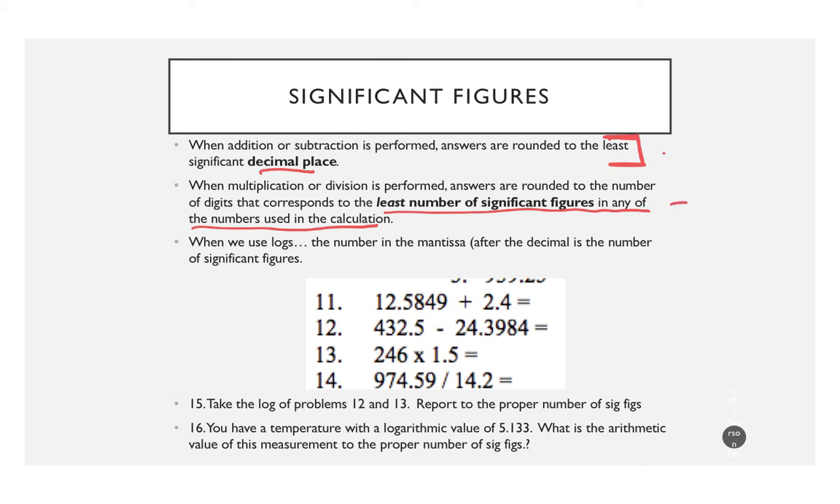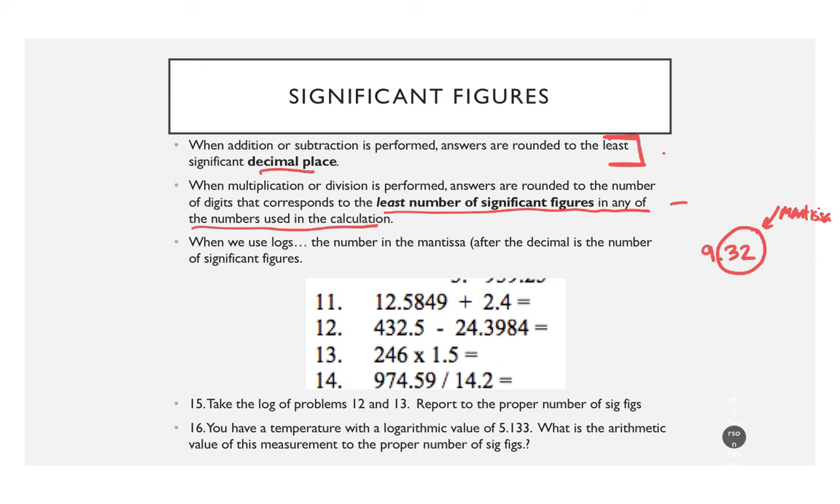Okay. When we use logs, the number in the mantissa after the decimal is the number of significant figures. So if we have a logarithmic number like 9.32, the number after the decimal point is referred to as the mantissa, and that's our number of significant figures.